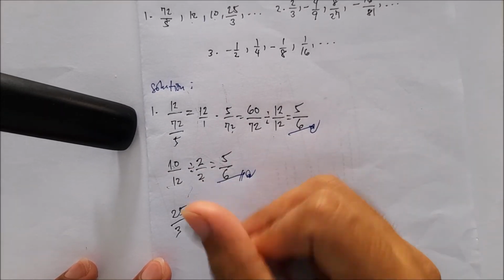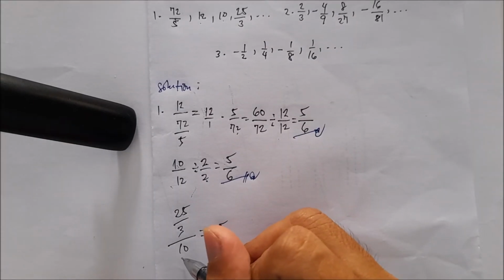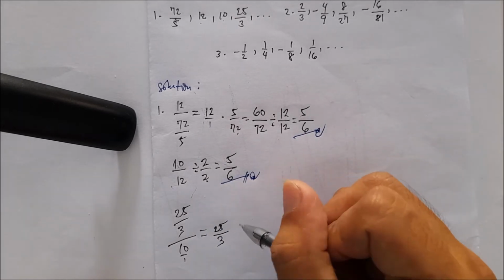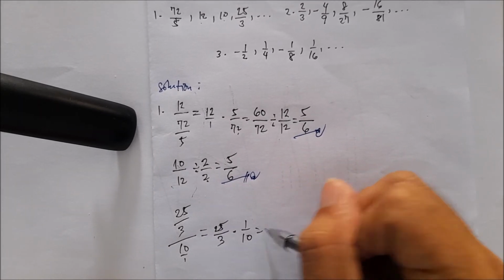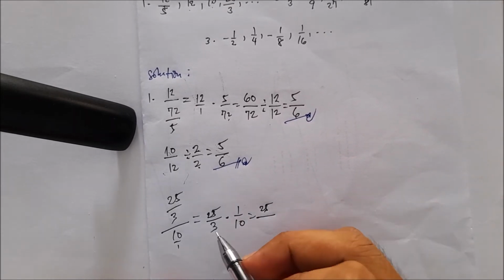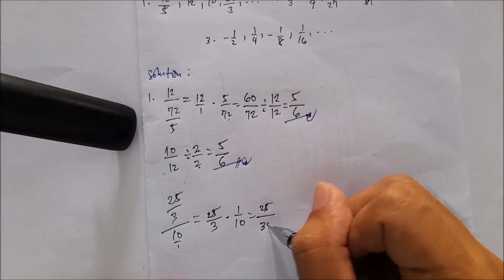25 over 3 divided by 10. 25 over 3 times the reciprocal of 10. The denominator of 10 is 1, imaginary 1. So times 1 over 10. 25 times 1 is 25. And 3 times 10 is 30.